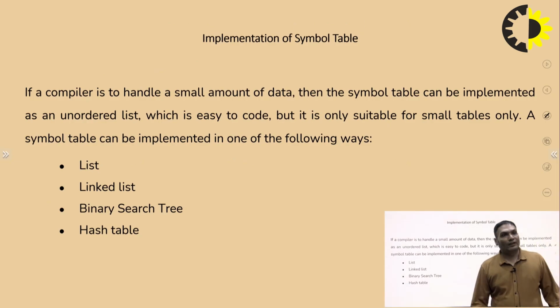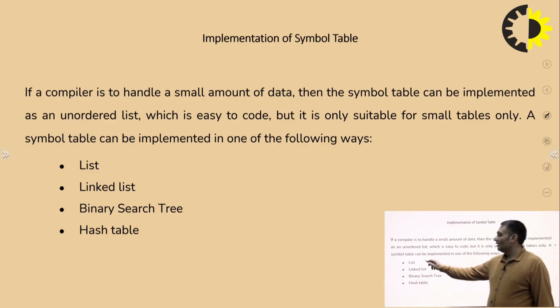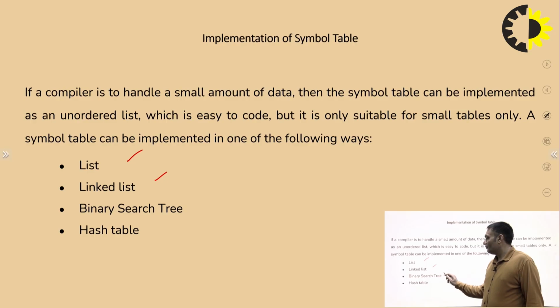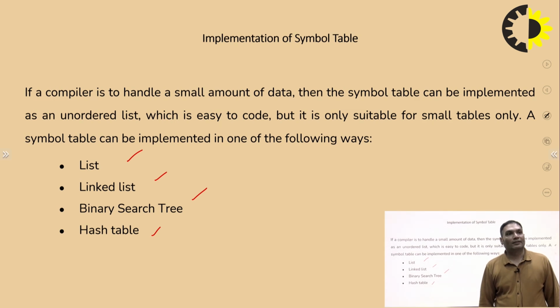So, what are the different ways to implement the symbol table? The 4 common ones are list, linked list, binary search tree, and hash table. So these are the 4 data structures that are used to implement the symbol table.